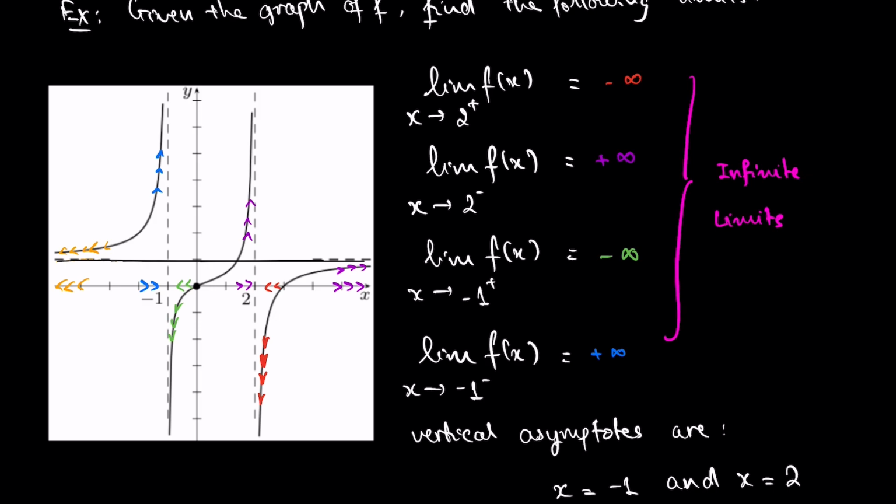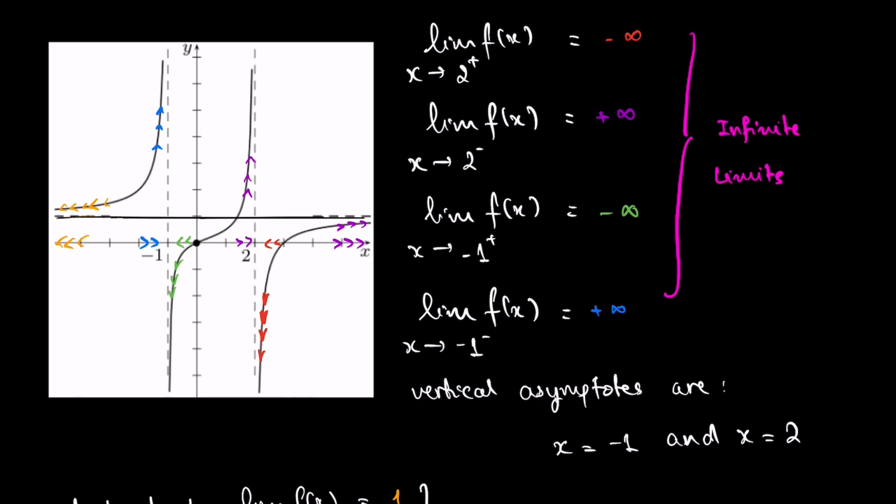Now, using this information, you can conclude about the vertical asymptotes of the function. The vertical asymptotes are x equal to negative 1 and x equal to positive 2. Now, what about the behavior of the function as x approaches positive infinity and as x approaches negative infinity? What does the function approach?